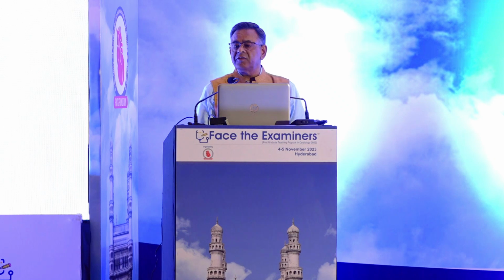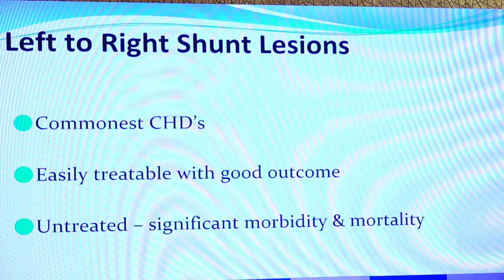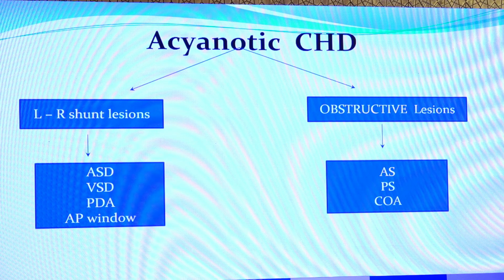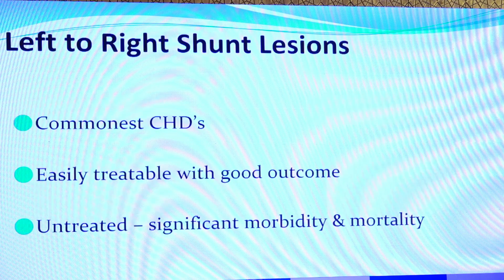So let us go to how to approach a case of left to right shunt. In acyanotic congenital heart disease, left-right shunts are obstructive lesions, and my job has been to discuss the approach to this. But before I go there, this is a simple thing.